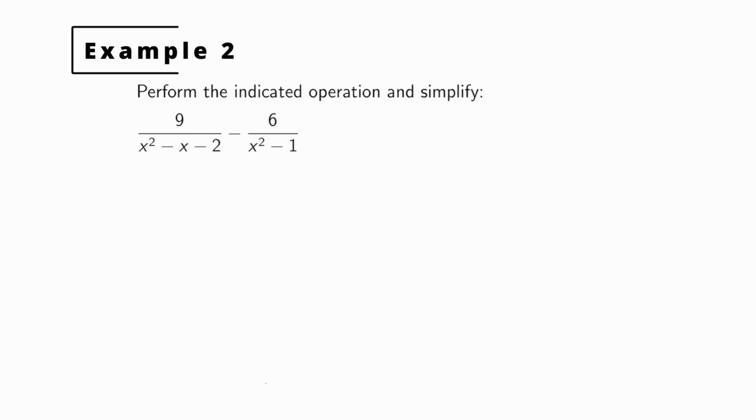Example 2. Okay, we need to subtract these two rational expressions, but they have different denominators, so we need to find a common denominator. We do that by first factoring each one. So the first rational expression, the denominator is x squared minus x minus 2. That will factor into x minus 2 times x plus 1. For the second rational expression, its denominator is x squared minus 1, a difference of squares, so it will factor into x plus 1 times x minus 1.